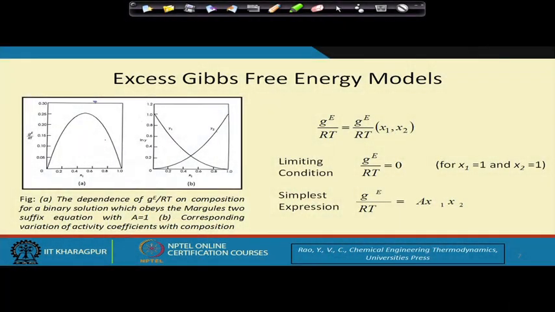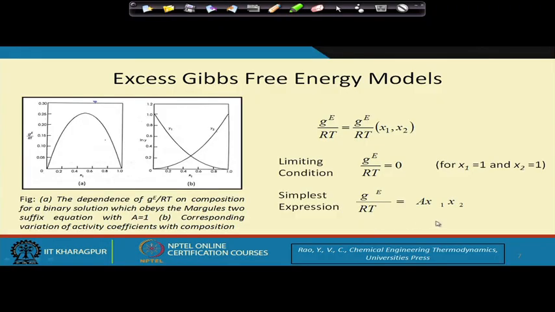Well, to continue with our discussions on non-ideal solutions, where I had ended the last class, I had told you that since it is very difficult to have a proper equation of state to predict the behavior of real solutions, the gammas are usually predicted from empirical or semi-empirical equations. The simplest empirical equation used is known as the Margules 2 suffix equation, which gives you G by RT in this particular form, and from there we find that ln gamma 1 and ln gamma 2 can be represented in this particular form.